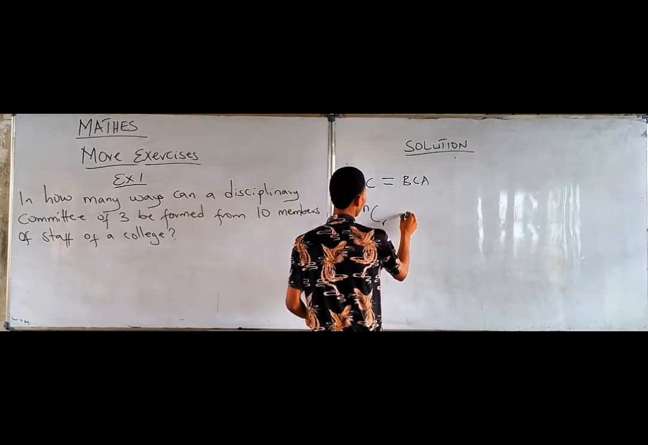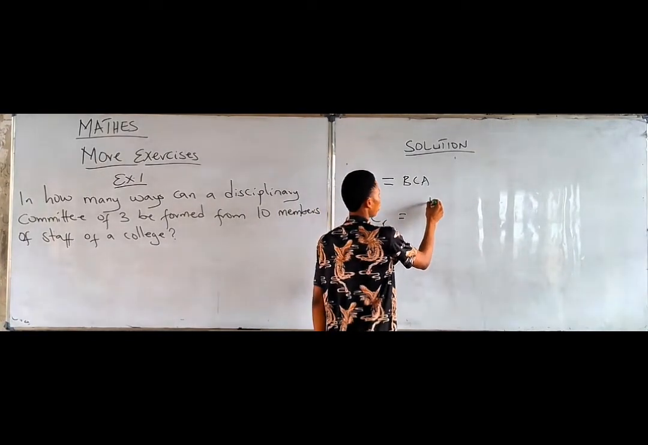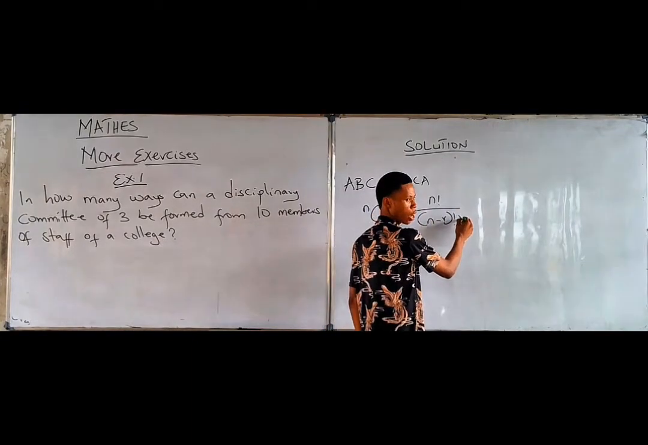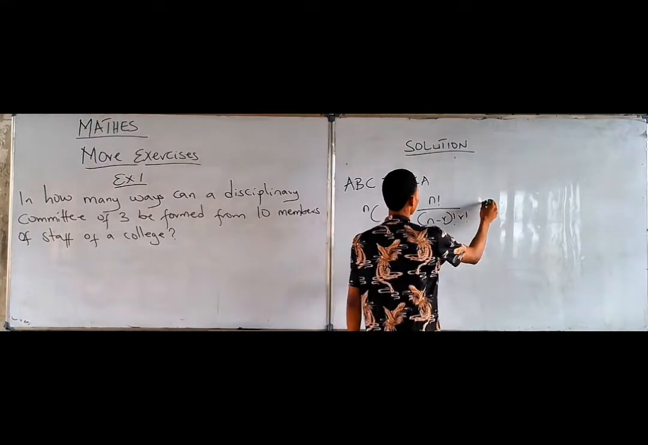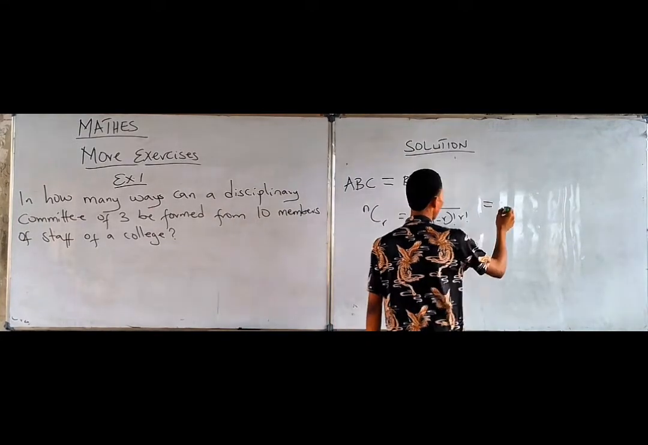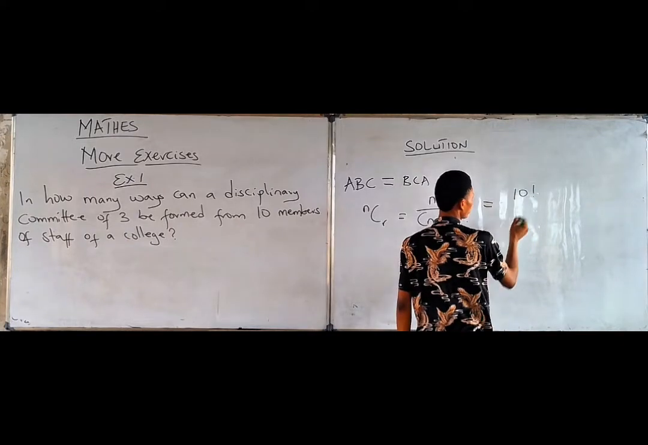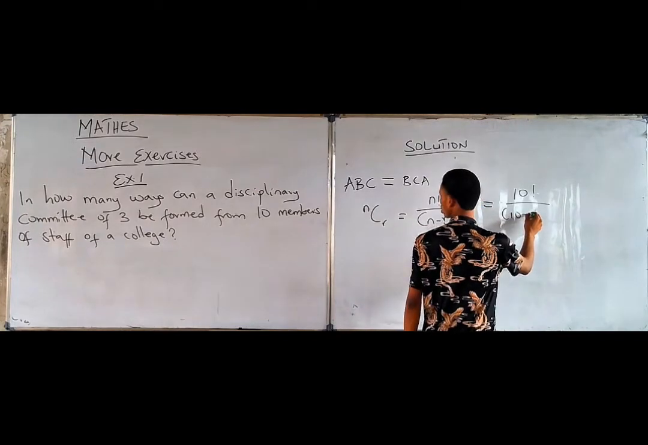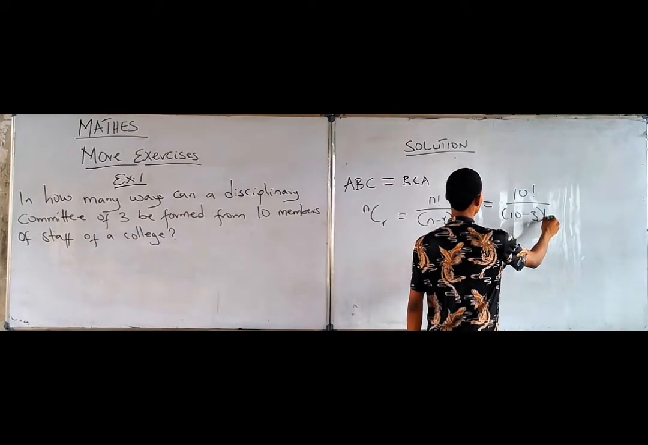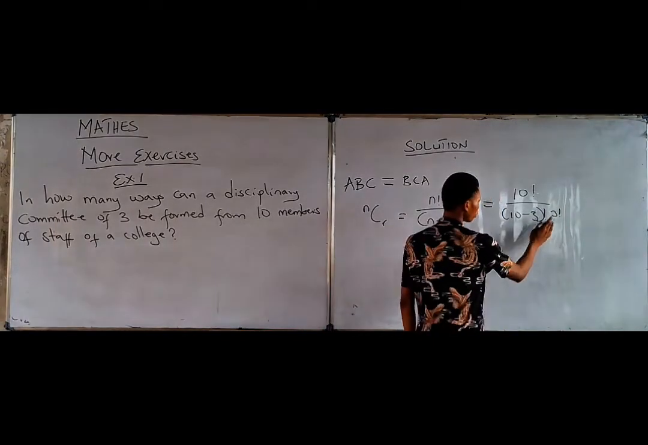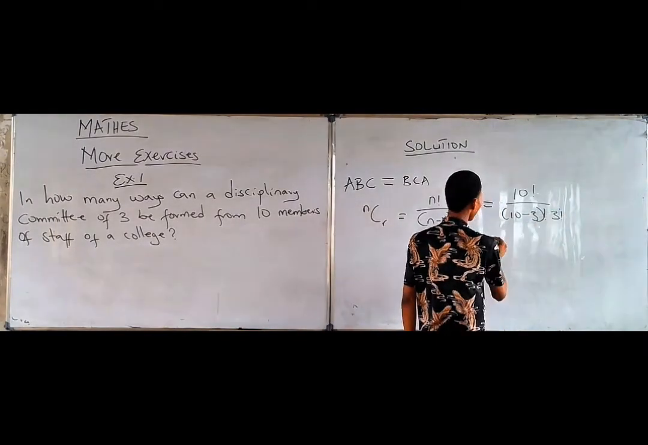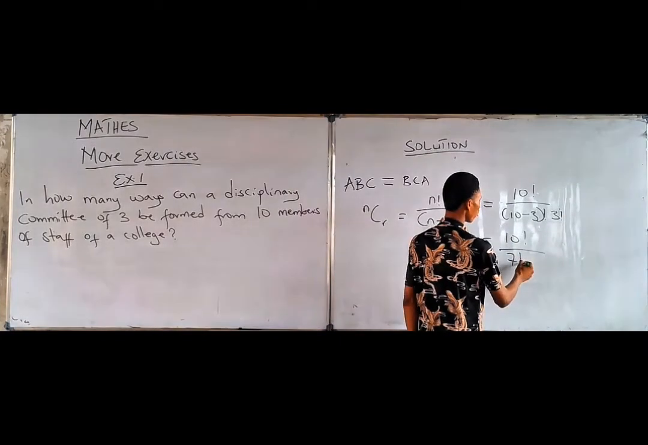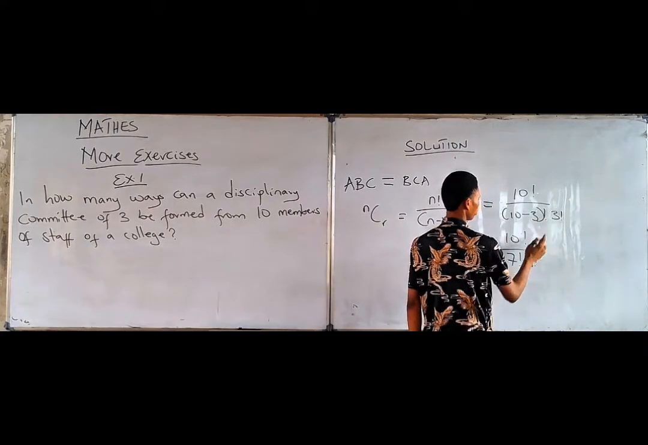And remember our combination formula: n factorial all over (n minus r) factorial, r factorial, is it not? Now, our n here is what? How many persons do we have? 10, right? So 10 factorial all over 10 minus what? 3, or factorial, 3 factorial. Now we are having 10 factorial all over 10 minus 3 is what? So we have 7 factorial, 3 factorial. Is it not?